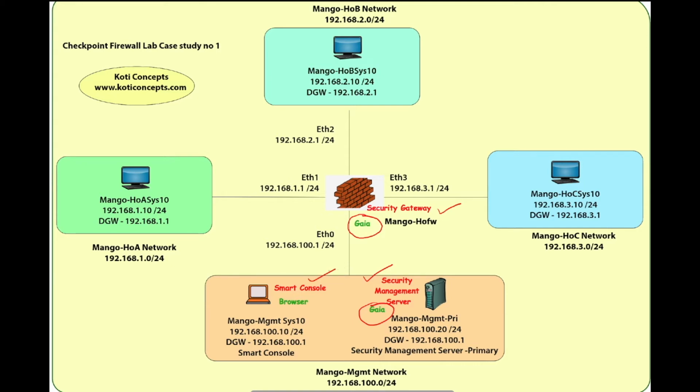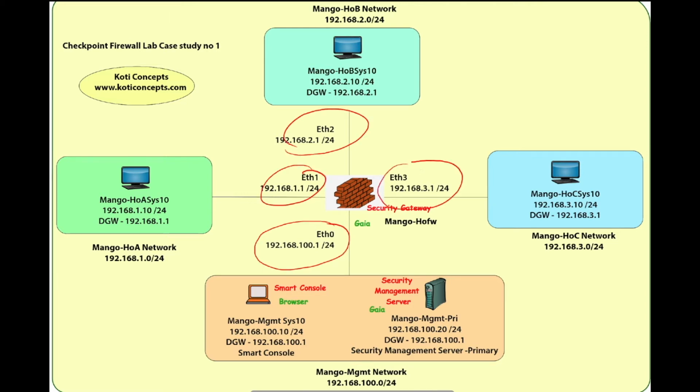We said there are three types. Checkpoint has three components: smart console, security management server, and security gateway. We'll see how to install all three applications. Then we'll also see how to assign IP addresses to the NIC cards on the Gaia OS. This is how to assign IP addresses for ETH0, ETH1, ETH2, and ETH3.